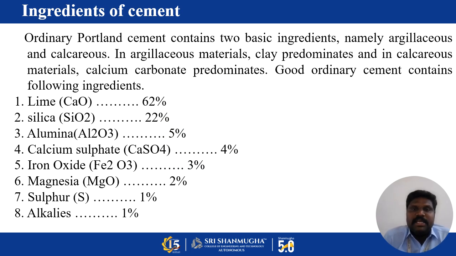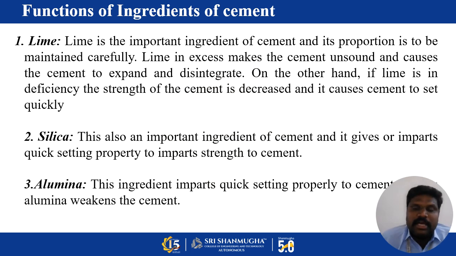It contains two basic ingredients normally, argillaceous and calcareous. In argillaceous, clay is predominant. In calcareous, calcium carbonate is predominant. Good ordinary cement contains the following ingredients: lime 62%, silica 22%, alumina 5%, calcium sulfate 4, iron oxide 3, magnesia 2, sulfur 1, alkalis 1.